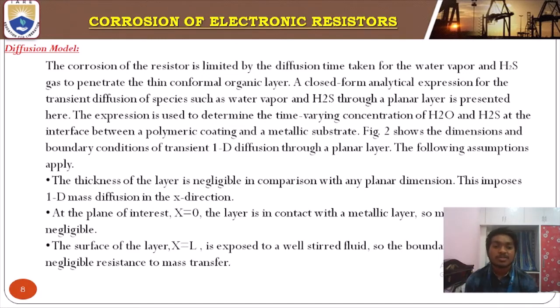The following assumptions apply. The thickness of the layer is negligible in comparison with any planar dimension. This imposes 1D mass diffusion in the x direction. At the plane of interest, x equal to 0, the layer is in contact with the metallic layer, so mass transfer is negligible. The surface of the layer at x equal to L is exposed to a well-stirred fluid, so the boundary layer contributes negligible resistance to the mass transfer.